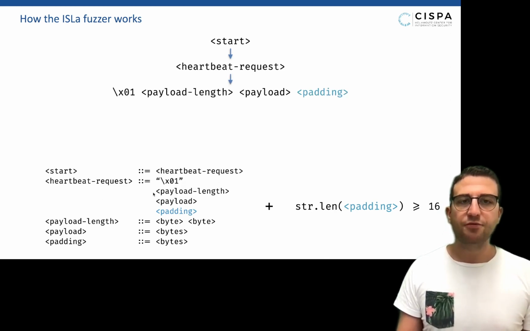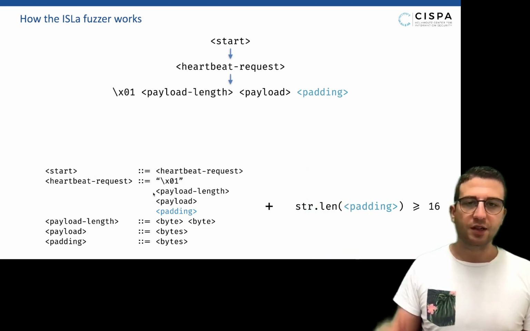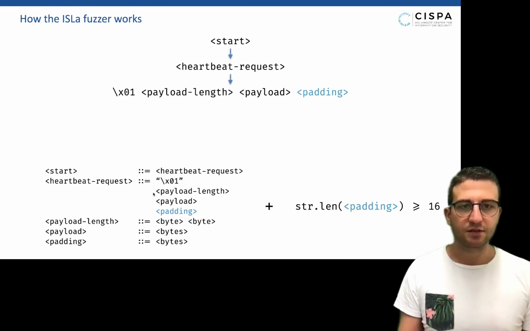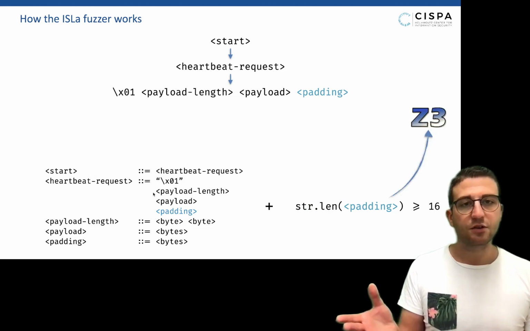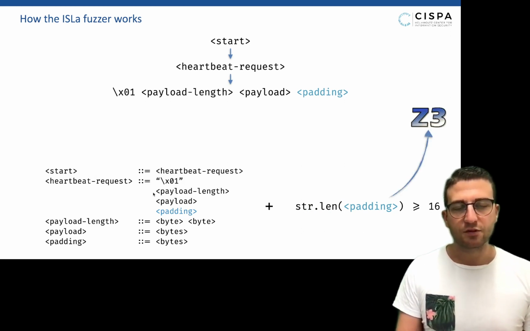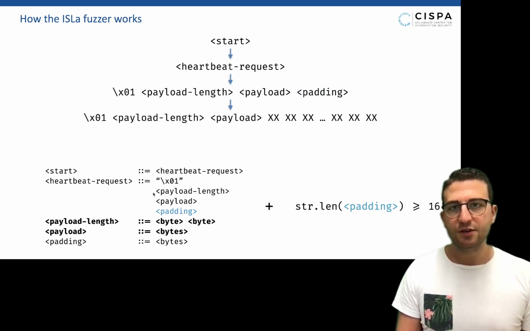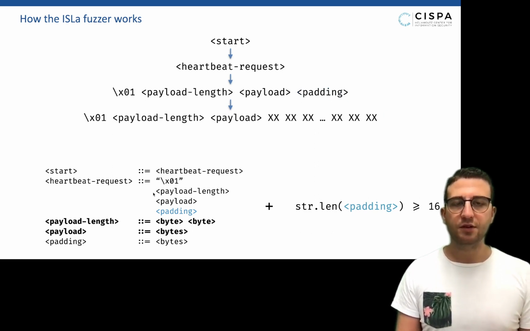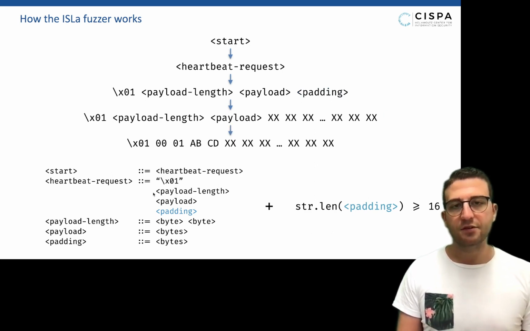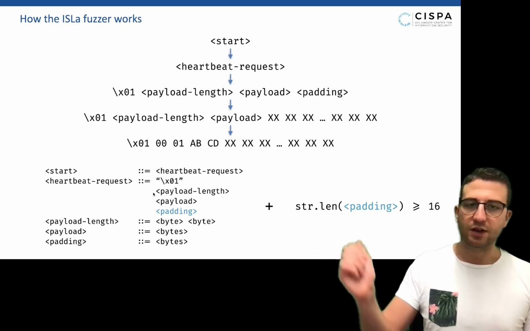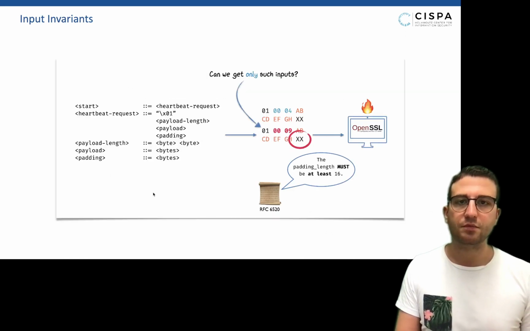And then if we encounter a non-terminal like padding here that is bound by a constraint like this, then we can ask an SMT solver, for instance Z3, which is what we use, to provide us with a solution, and Z3 will happily give us a padding field of at least 16 bytes. And then we can finish off the remaining non-terminals that are unconstrained and obtain this input here, satisfying our additional constraint that we added on top of our grammar.